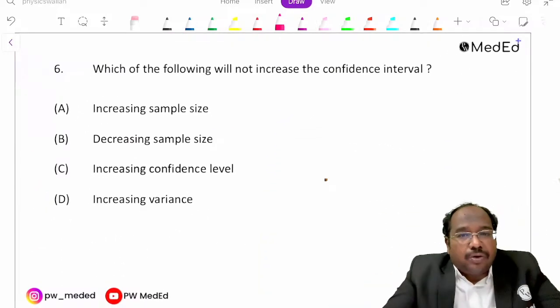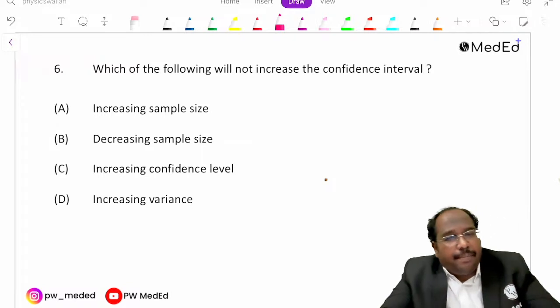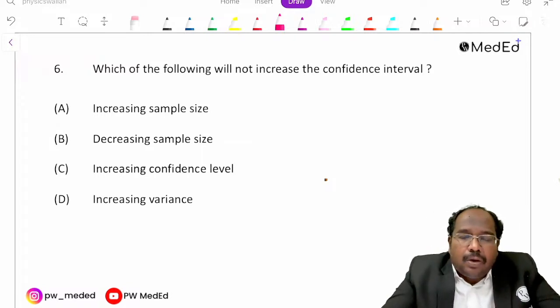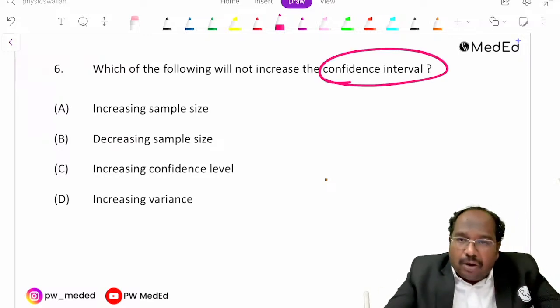Again a concept based question. Which of the following will not increase confidence interval? This is a question from biostatistics. So what is a confidence interval?